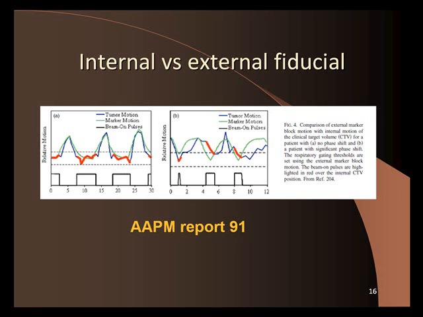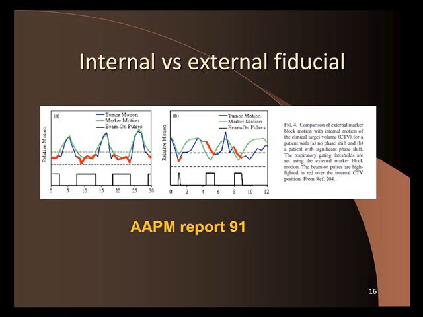Let's read the caption here. Comparison of external marker block motion, that's the marker block I talked about, with internal motion of the clinical target volume for a patient with, so now internal motion of the CTV. The CTV, by the way, is the tumor. So we're comparing the motion of the tumor with the motion of the marker block for a patient with no phase shift and a patient with significant phase shift. And what they mean by phase shift is they're breathing one way in the CT scanner and they're breathing a different way in the radiotherapy room.